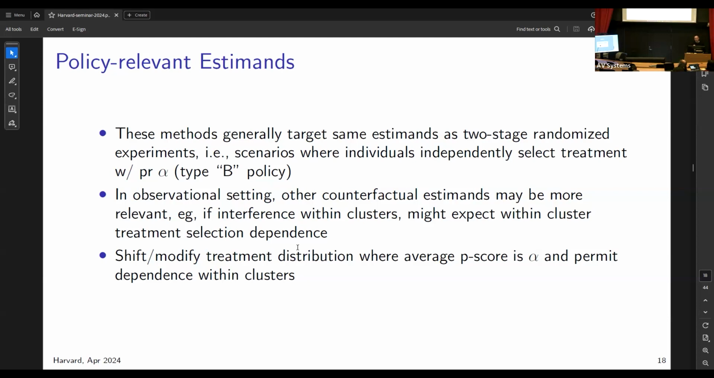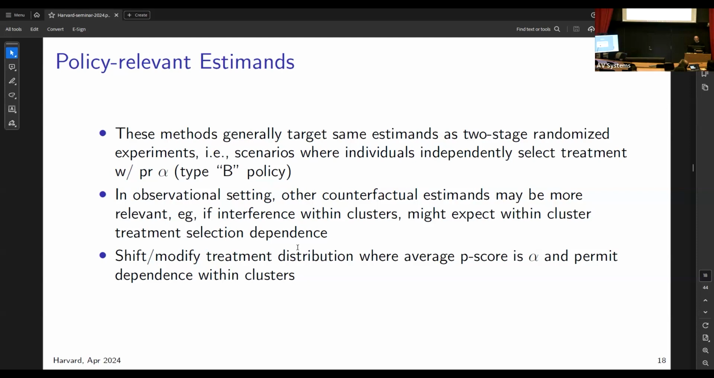And so basically the estimates here are considering counterfactual scenarios where individuals independently select treatment with probability alpha. Tyler and Eric in their paper call this type B, B being Bernoulli, right? So we go around and we flip a coin for each person, it comes up heads with probability alpha, and you get treatment if it comes up heads. That's fine in the RCT setting, but in an observational setting, I would submit it's not clear that this is necessarily the most interesting counterfactual scenario to think about.